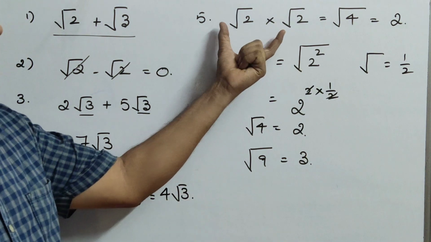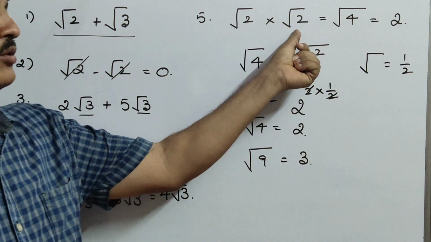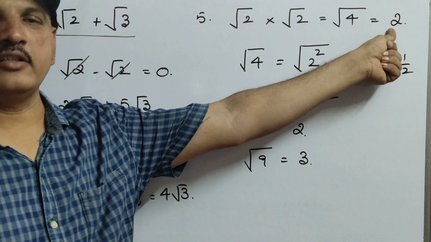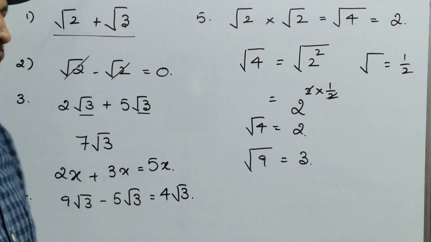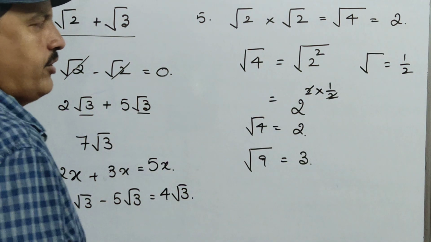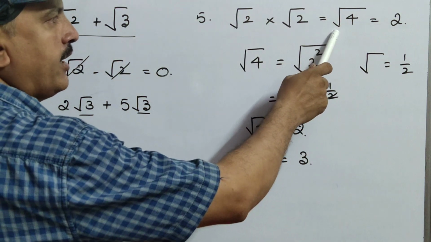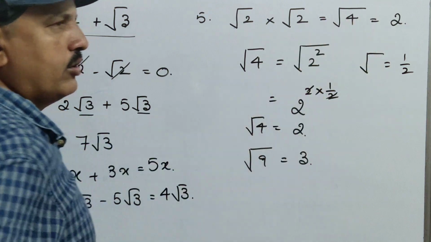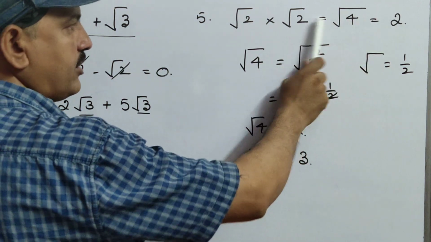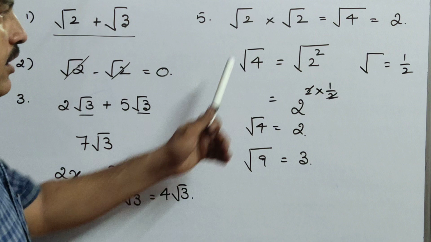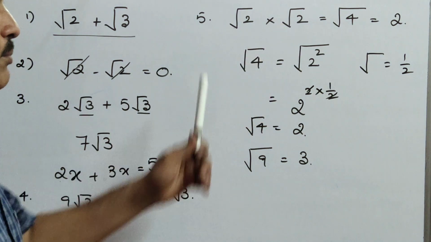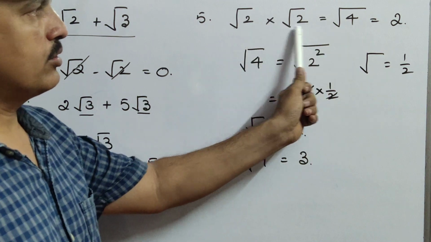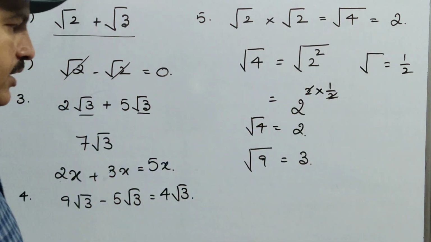Now, what about here? Root 2 into root 2. If you clearly observe, without root you are getting the same answer. Time is wasted doing it again: root 2 into root 2 is square root 4, and square root of 4 is 2. So don't waste that much time on this. It's simple sums. For simple sums, no need to take that much time. Root 2 into root 2, directly you can write the answer 2.